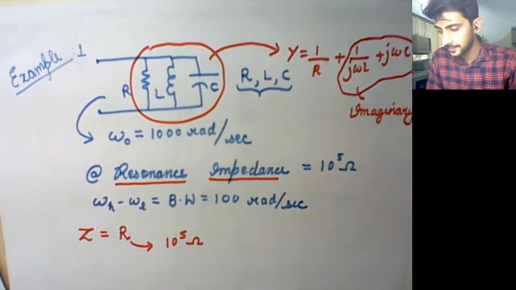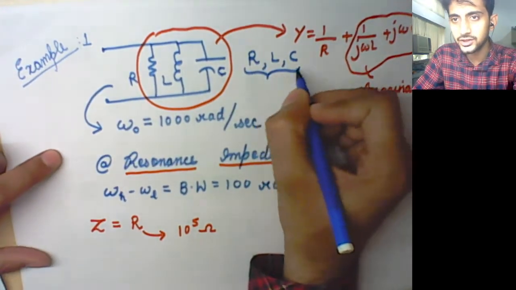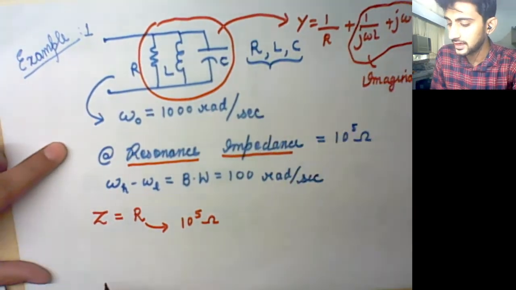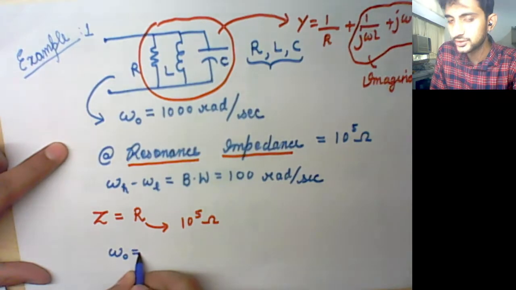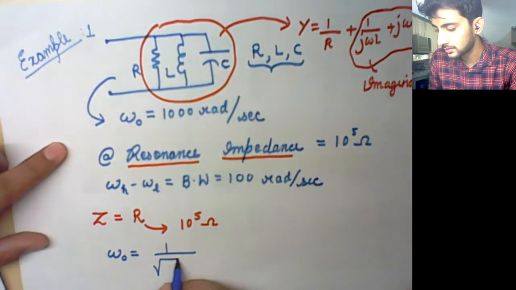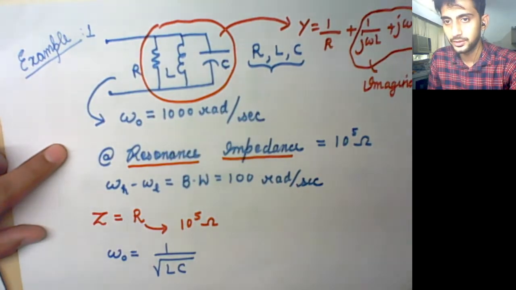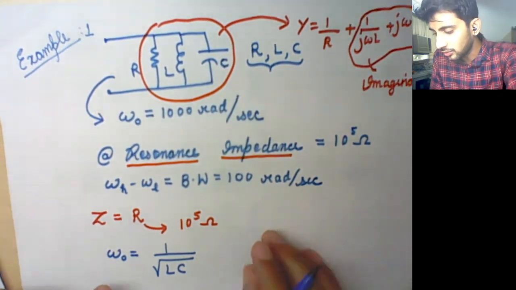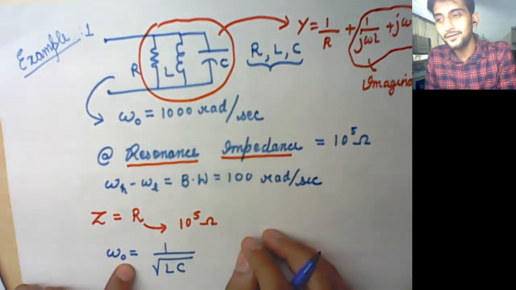Another thing is, what is the relationship between omega naught and LC? Can anyone tell me what omega naught is equal to in terms of L and C? 1 upon under root LC. Exactly, it is 1 upon under root LC. But you know that omega is known, but we are unaware of L and C.